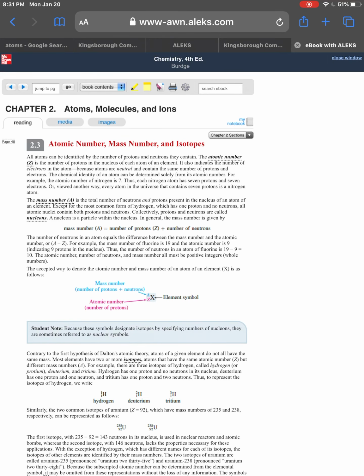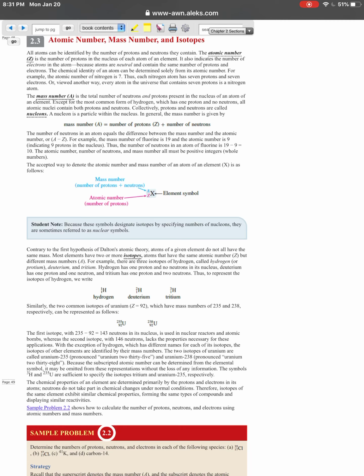Now, it turns out that Dalton's theory, his hypothesis, was wrong at least in one way, which is it turns out there are different types of atoms for a specific element. So hydrogen, for example, is known to have at least 3 types of atoms. One is dominant in nature. It's 99% of all the hydrogen in the universe is hydrogen 1.